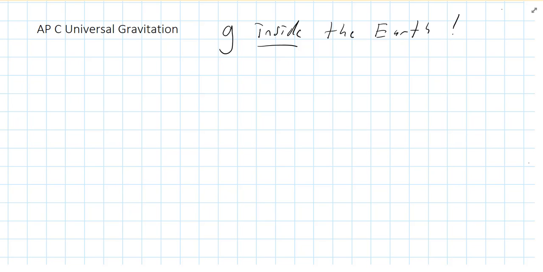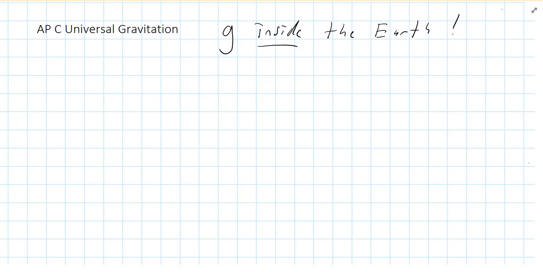Hey everybody, I've got an interesting question for us to look at, and not only is this pertinent to this current unit, but next semester when we talk about electrostatics, we're going to be using this idea a lot. And that idea is what's going on if you start digging into the Earth.